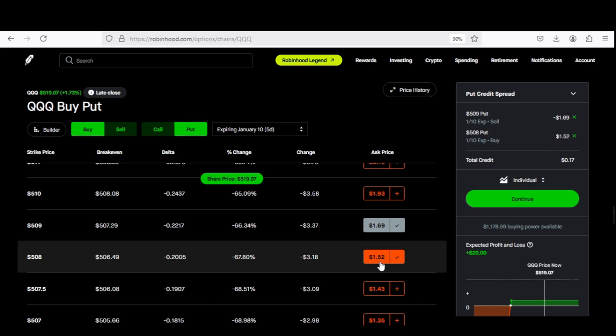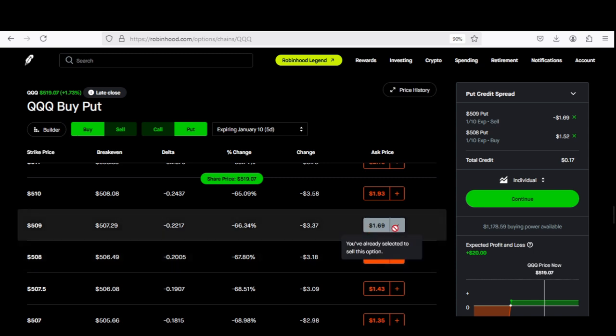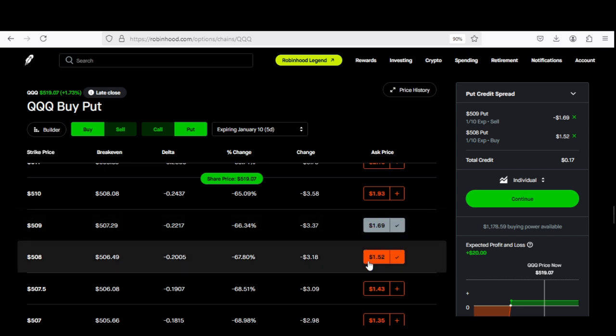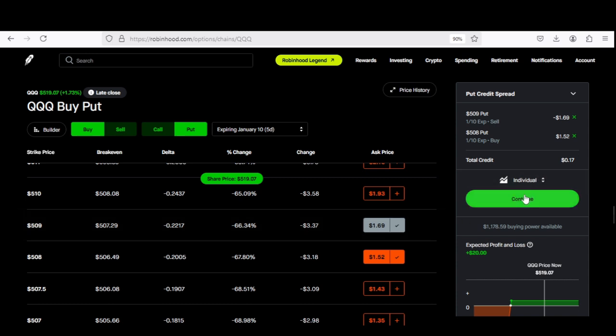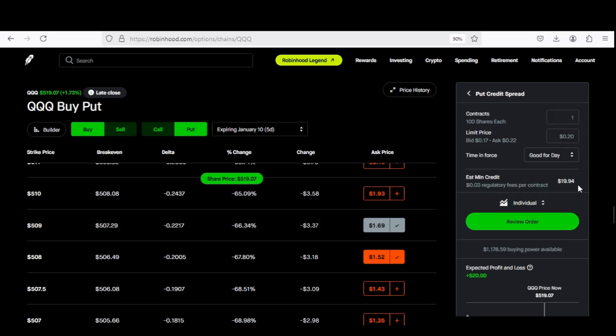Once again, that's going to work out in real life as $152. Now, the difference between our sell put, what we receive for selling this put, and the buy put, the amount of money we have to pay to do this strategy, that difference is going to be our premium. So that difference right here is going to be, let's go ahead and hit continue, about $20. Now, this option strategy is going to be the put credit spread.